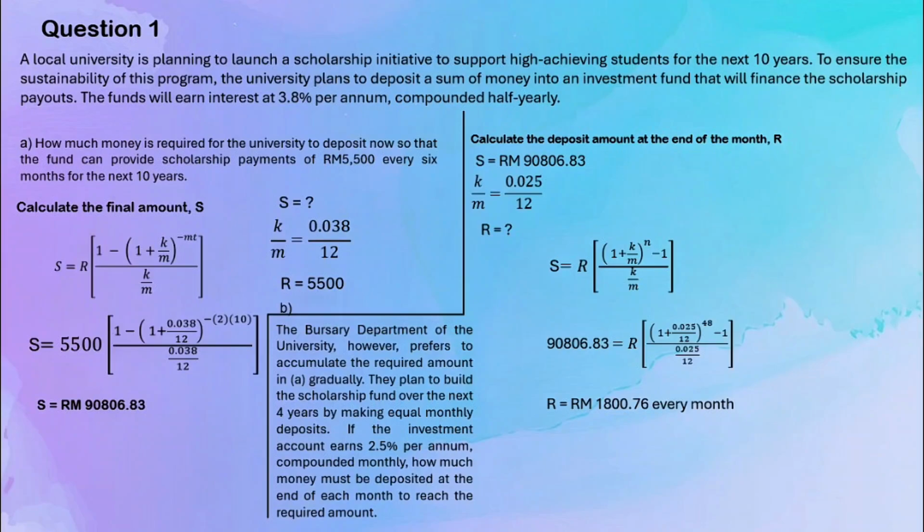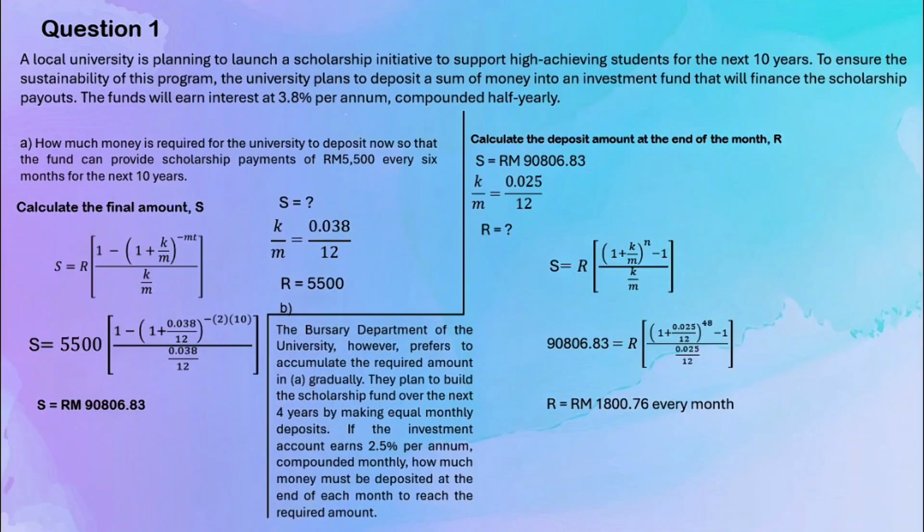Part B, question 1. A local university is planning to launch a scholarship initiative to support high-achieving students for the next 10 years. To ensure the sustainability of this program, the university plans to deposit a sum of money into an investment fund that will finance the scholarship payouts. The funds will earn interest at 3.8% per annum, compounded half-yearly.